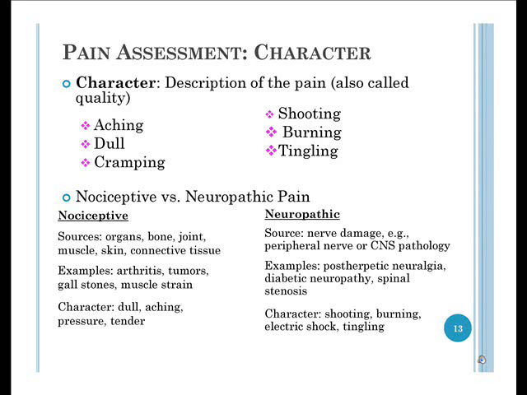Musculoskeletal pain can be caused by arthritis, tumors, muscle strain, fractures, and how it's described: dull, aching, pressure, tender. Nerve pain can be caused by things such as diabetic neuropathy, shingles pain, conditions such as spinal stenosis, where the spinal column is impacted, can lead to different pain problems and descriptions that need different treatment. So gathering information on character is very important.